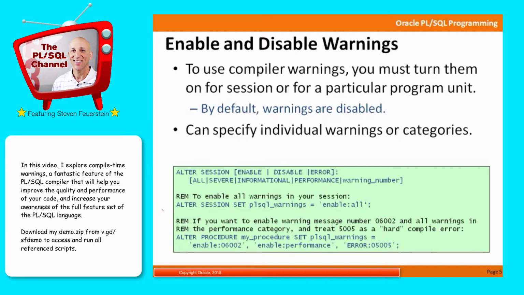Here's an example of setting a PL/SQL warning setting for a particular program unit. I want to set for this procedure, alter procedure my_procedure, set plsql_warnings equal to, well, I'm going to enable the 6002 warning. I'm going to enable all the performance warnings, and I'm going to specify that I want the 5005 warning to be treated as a hard compile error. Now I'll come back to the details of what this means and how to do it in just a moment. The point is that you have a lot of flexibility about how you specify the warnings in your environment.